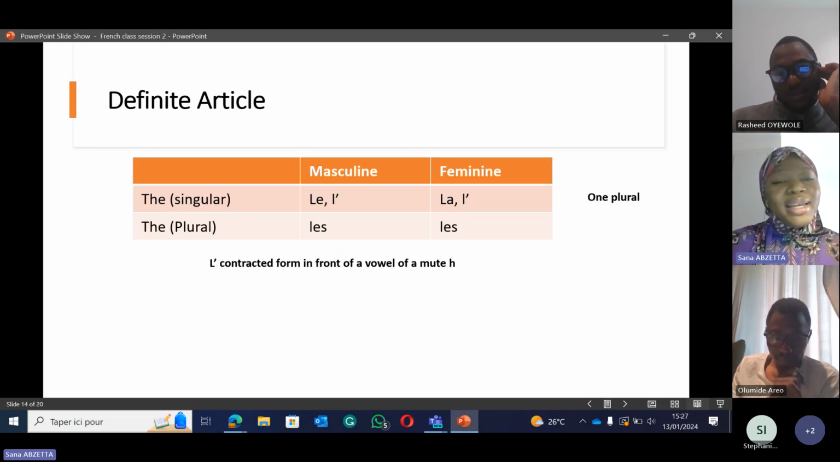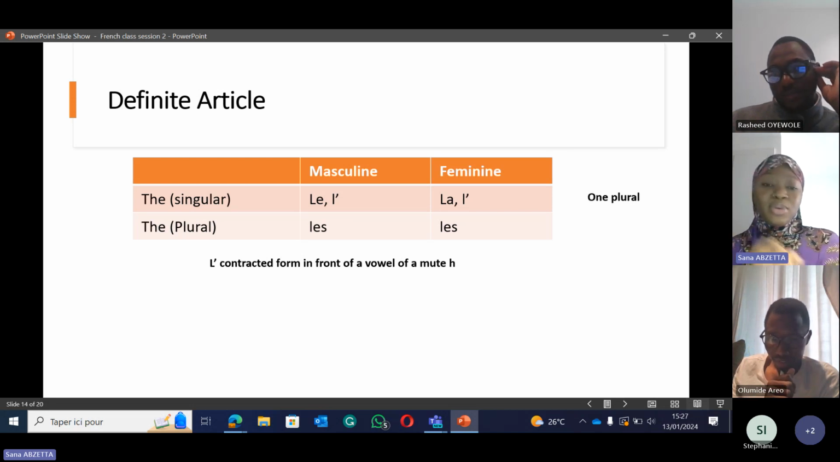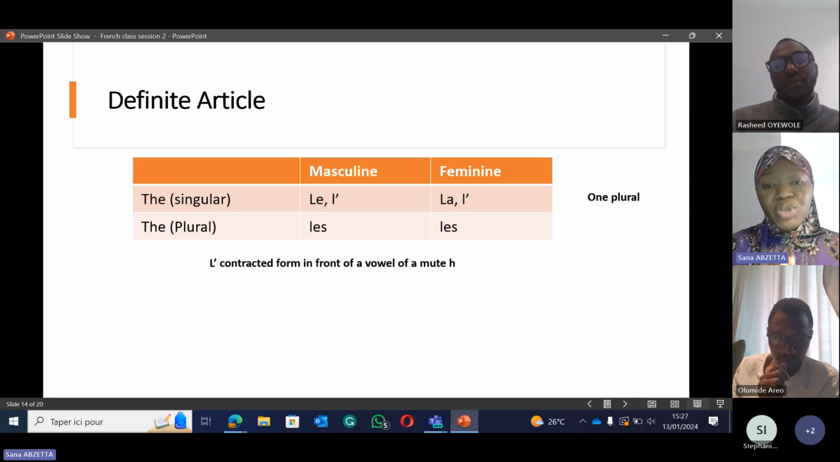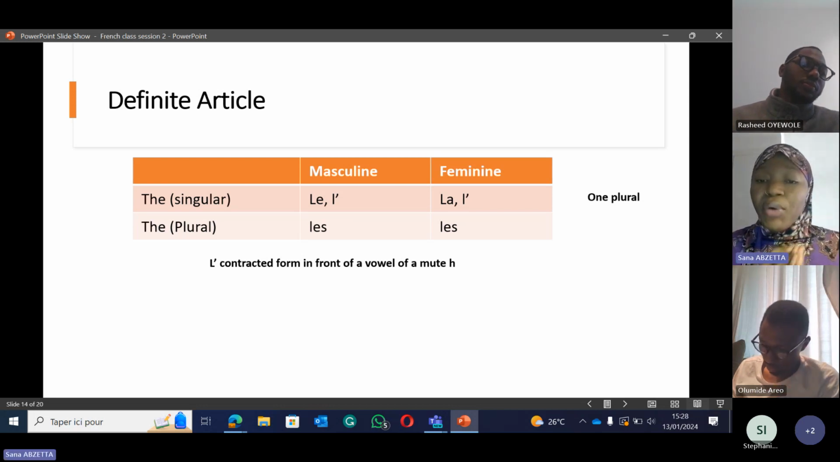Normally in English you have just the, whether you are talking about a singular or a plural. But in French, it's different. It's not difficult, it's just different. Every word in French has a gender. You have to know if the word is feminine or masculine to know the right article you should use. So if you are in front of a masculine word, you use le. If it is a feminine word, you use la. And if it's plural, either feminine or masculine, you just use les.